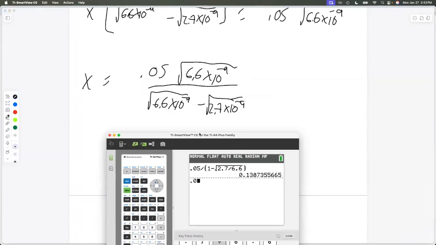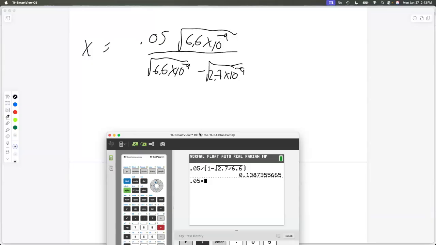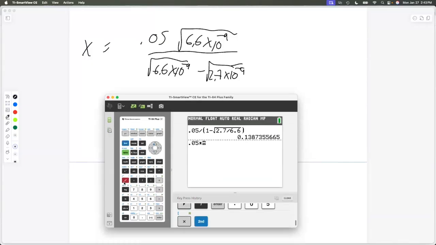So 0.05 times square root of 6.6. Now, when you're doing scientific notation, you have a button that already does that right there, EE. So I hit second, that comma, EE. And that means times 10 raised to the, and now we got to type in the power. I want -9. That's your minus button. This is your negative button, -9.